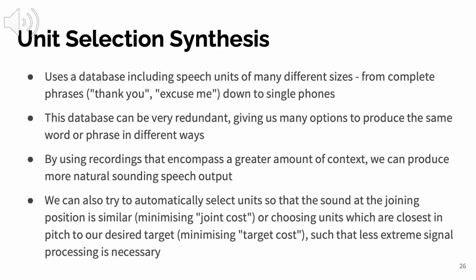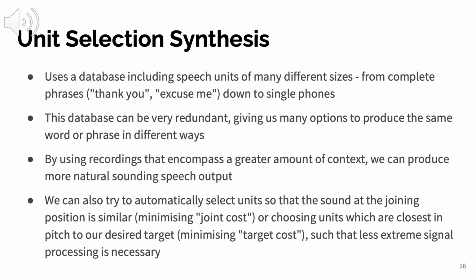So unit selection synthesis is the most general form of concatenative, where we've got a big database of a bunch of different speech units of many different sizes. So there might be entire phrases like thank you or excuse me, where you're going to be using them very, very frequently. And so you're wanting samples of those entire phrases to maximize the naturalness when we're producing them. Often we have a bunch of different recordings for the same phones in these databases, so we have many different options to produce the same word.